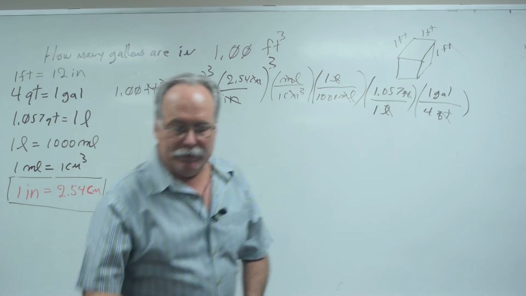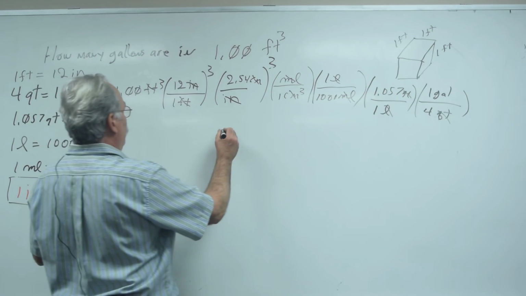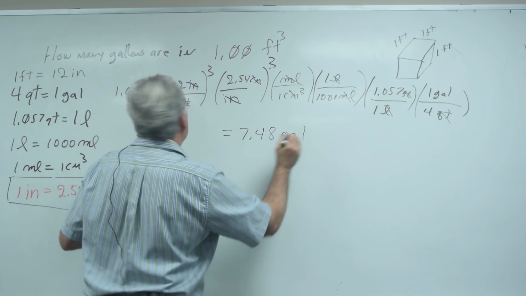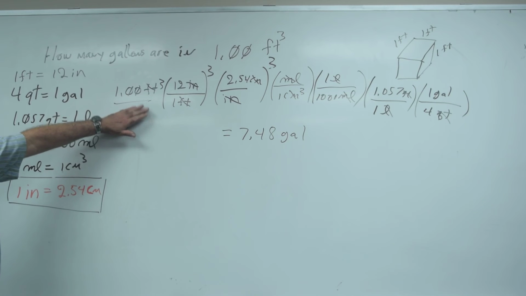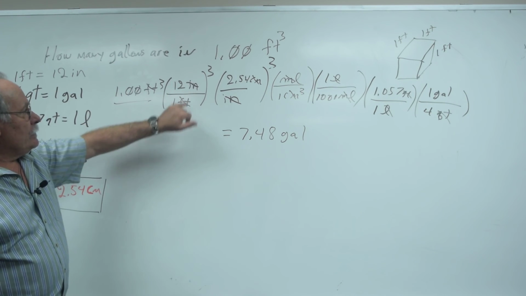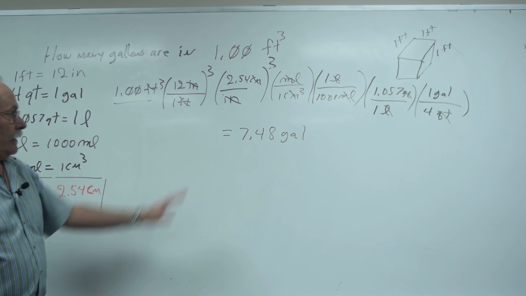And now I take out my calculator, I plug in these numbers, and I come up with 7.48 gallons. And this was my original measured number, and so we're going to represent the number of significant figures of the measured number. 12 inches to a foot is an exact conversion, it's not a measured number, and I have my answer.